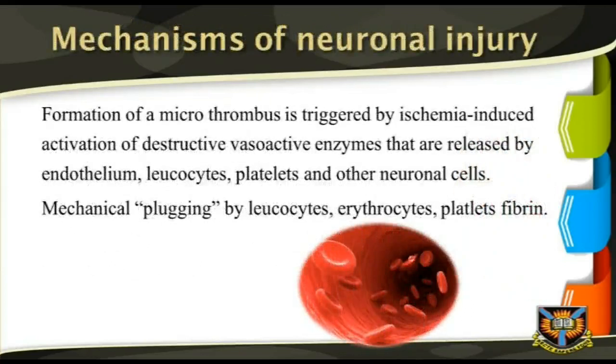Mechanisms of neuronal injury. Formation of microscopic thrombi responsible for impairment of microcirculation in the cerebral arterioles and capillaries is a complex phenomenon. Formation of a microthrombus is triggered by ischemia-induced activation of destructive vasoactive enzymes that are released by endothelium, leukocytes, platelets, and other neuronal cells. Mechanical plugging by leukocytes, erythrocytes, and platelet fibrin ensues.